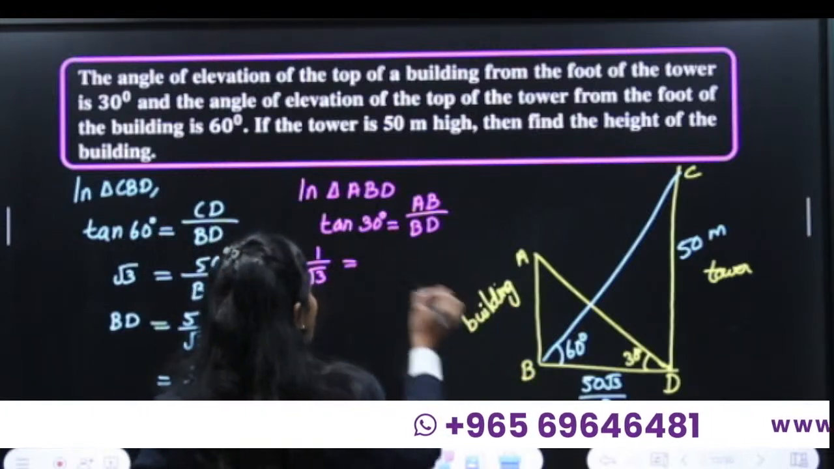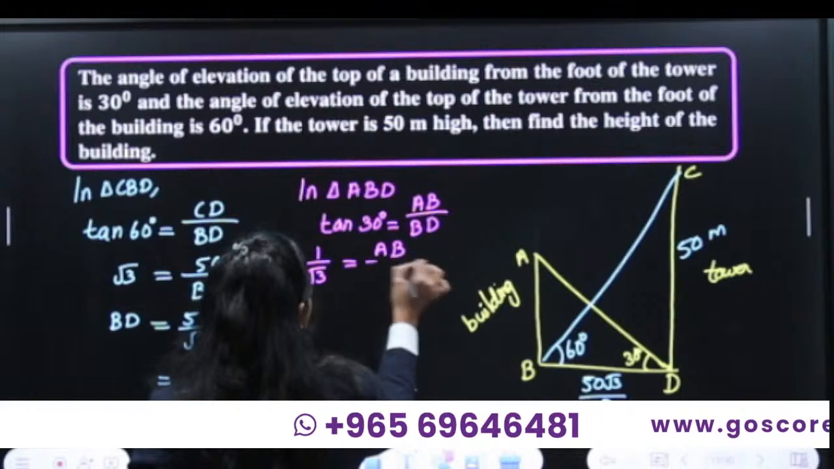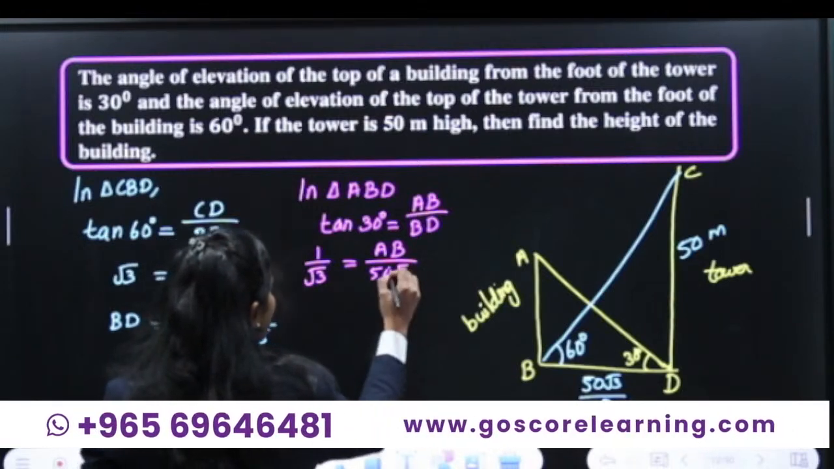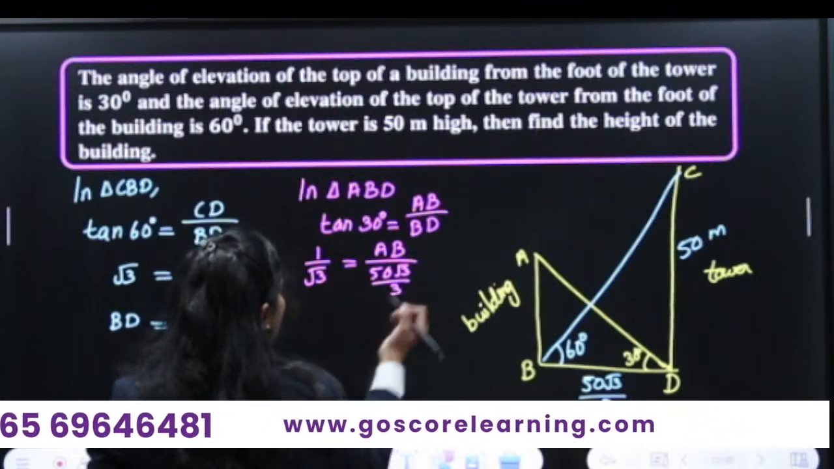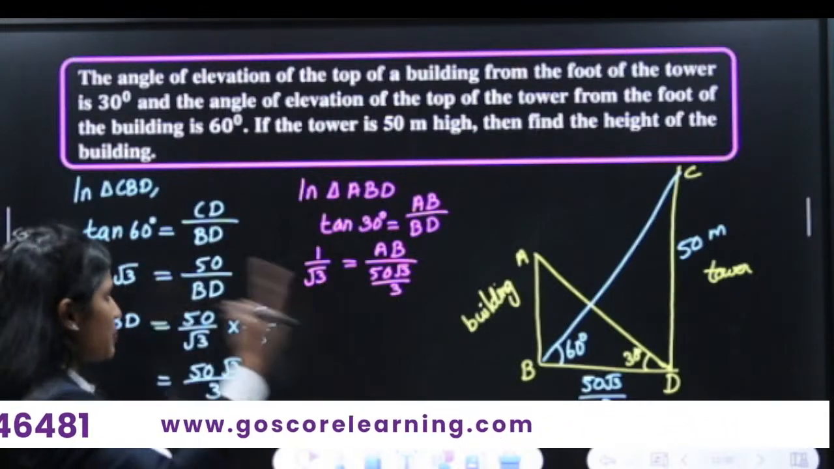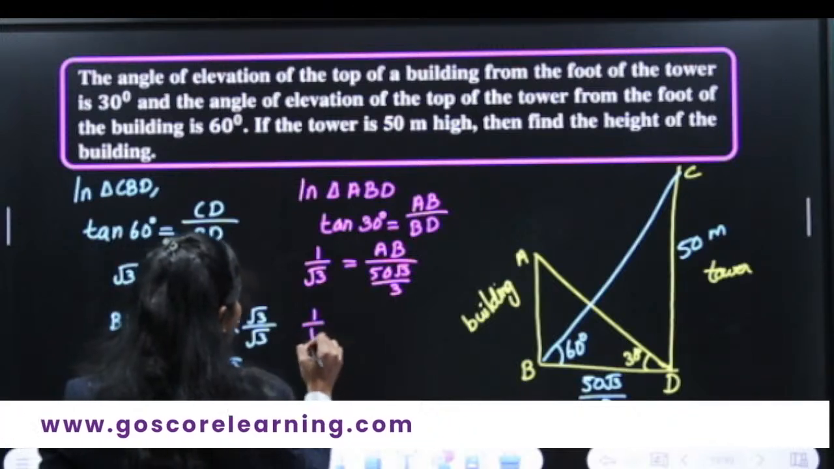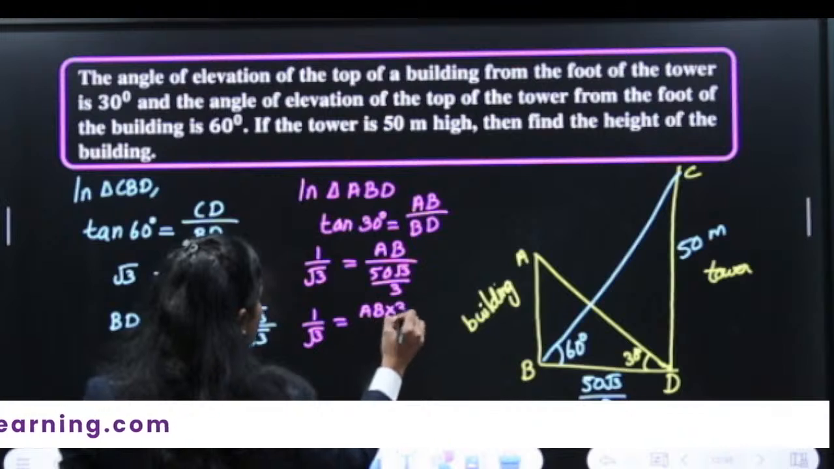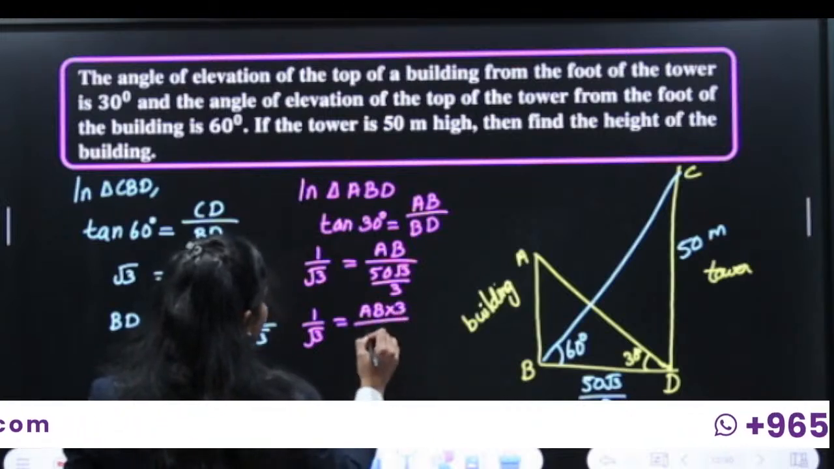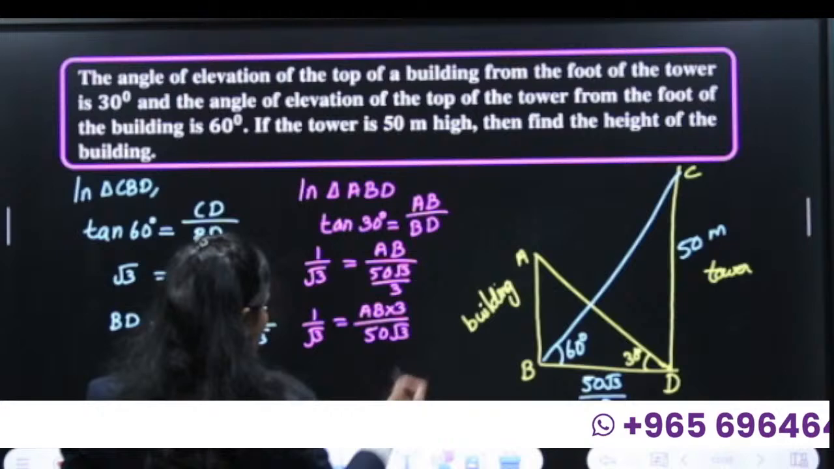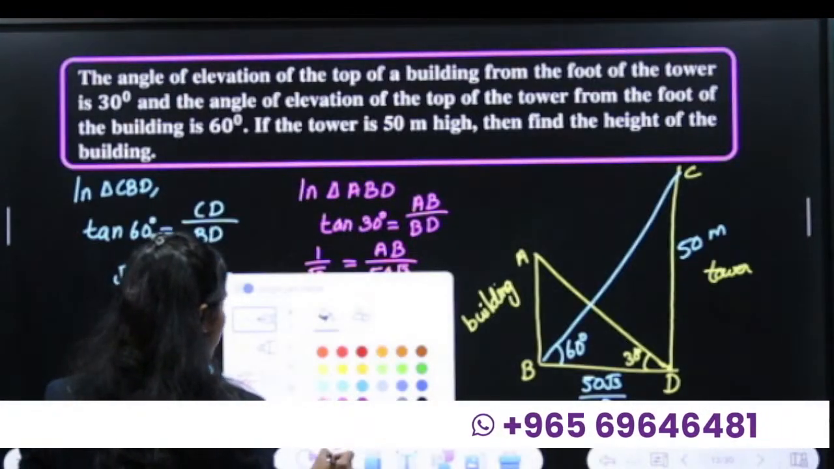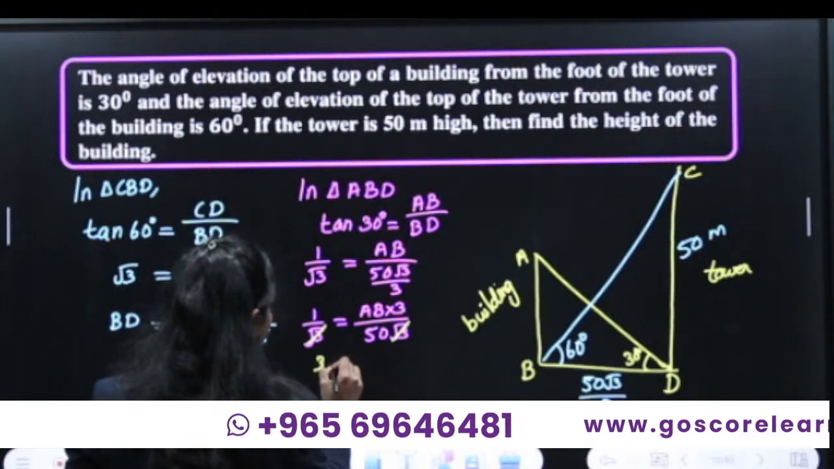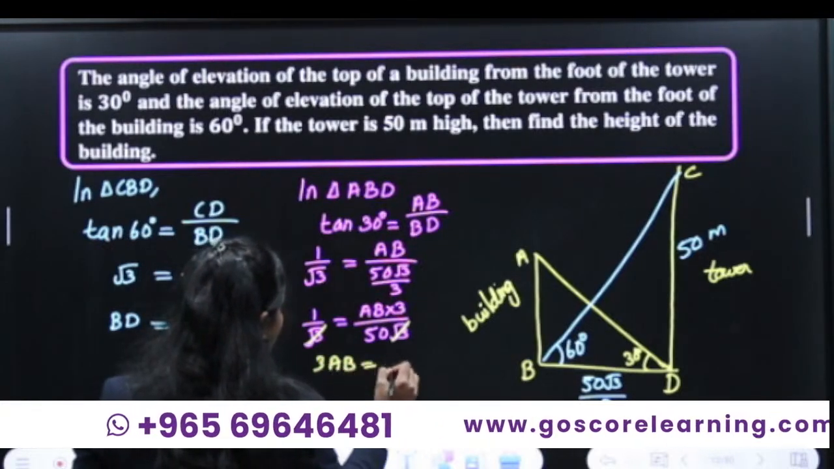We don't know AB. That is the height of the building. Divided by BD, which is 50 root 3 by 3. Now the reciprocal multiplication. So 1 by root 3 is equal to AB into 3 divided by 50 root 3. So we can cancel this root 3. So we get 3AB is equal to 50.